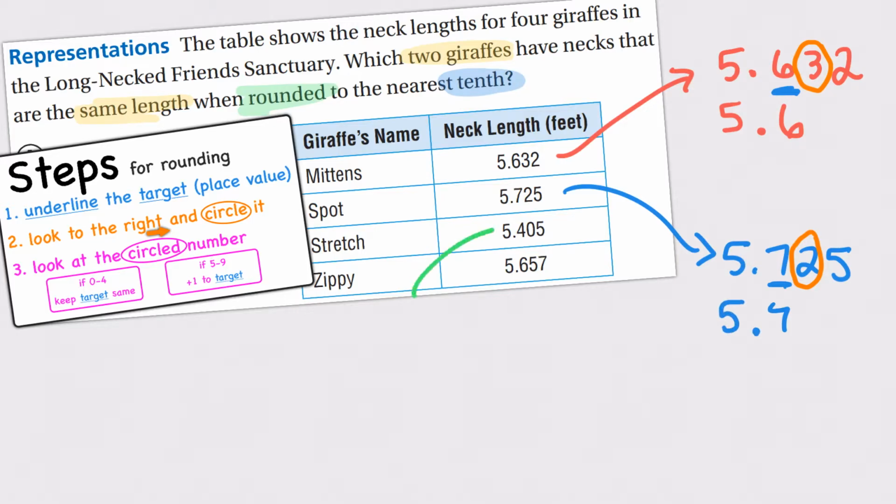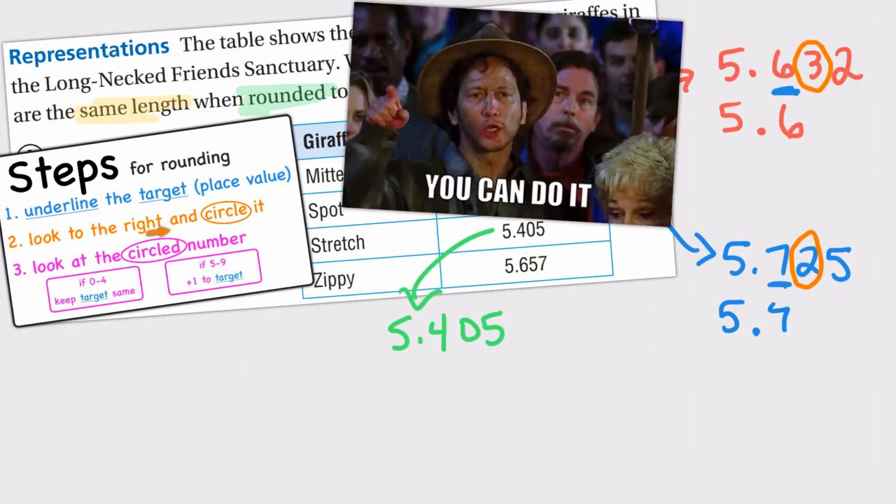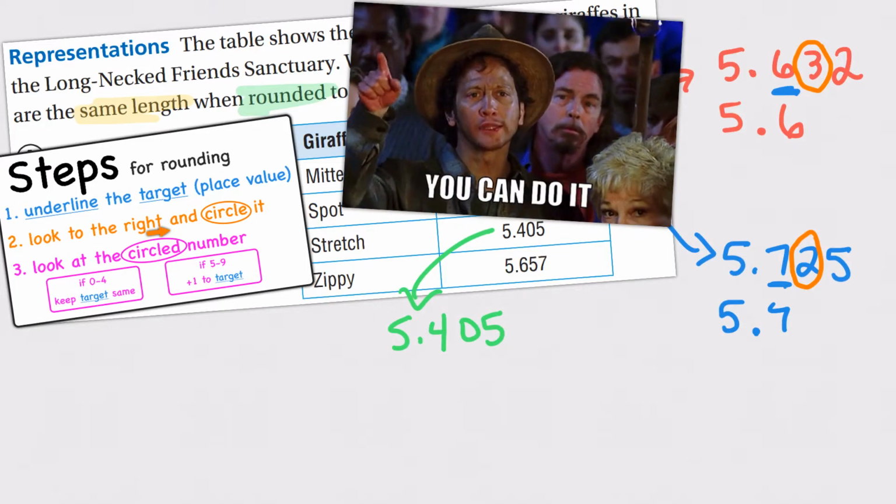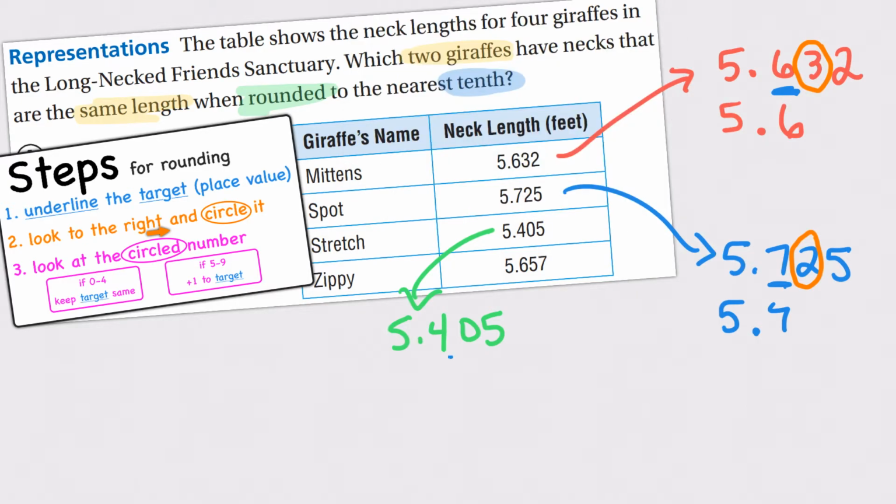Next up, we'll try Stretch. So make sure you're doing these on your paper. In fact, I want you to pause the video and try rounding it on your own. Remember, round to the 10th place. Step 1 was underline the target, the 10th place. Step 2, look to the right and circle it. Step 3, look at the circled number. If it's between 0 and 4, keep the target the same. And it is, so I'm going to keep the target the same. Then I bring everything to the left down. And I'm done. Now let's try the last one, Zippy.